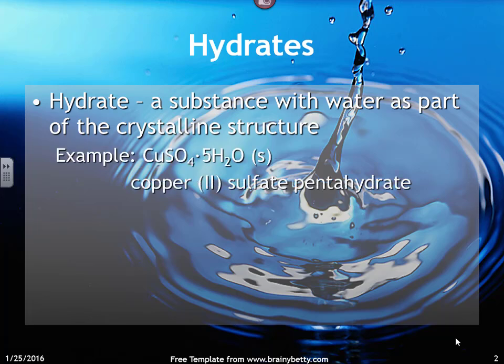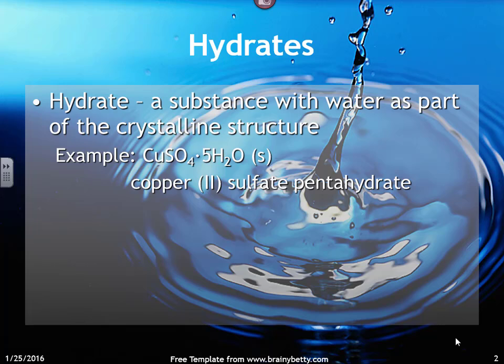The way that you write it out looks like this. So you would start with your normal part of your formula. CuSO4 should look pretty familiar by now. And then you put a dot. And then you put the number of water molecules that are part of the crystal structure. That dot is not a multiplication dot. It's like a separating dot. It's just there to show you that water is part of this crystal structure. It is not multiplication.